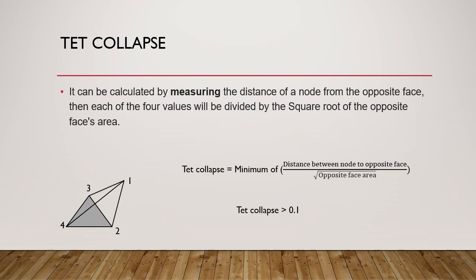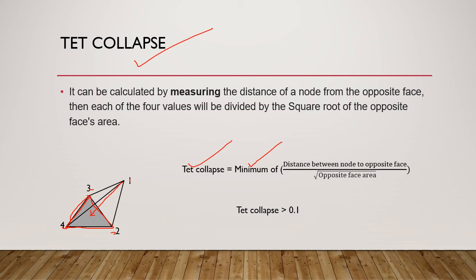Moving on to the next, tet collapse. This particular parameter exists only for the tetrahedral element. What you do is take any node and draw a perpendicular to the opposite face. Measure this distance and divide it by the square root of the area of the opposite face, which is this area. Similarly, you repeat the process for the other three nodes, node number 3, 2, and 4. Whatever is the minimum of these values will be your tet collapse value.